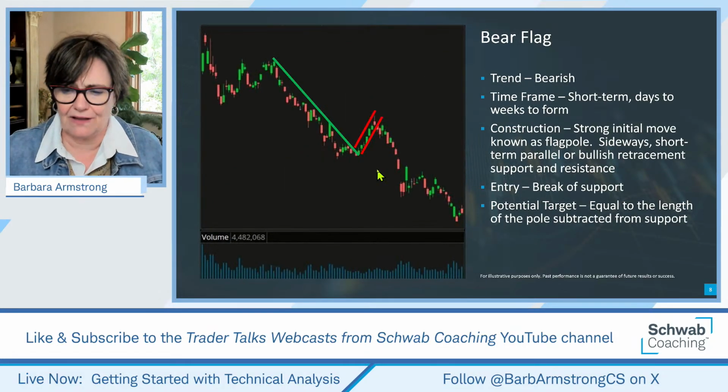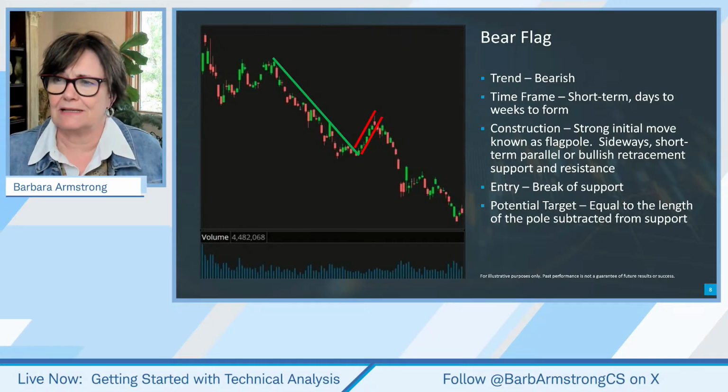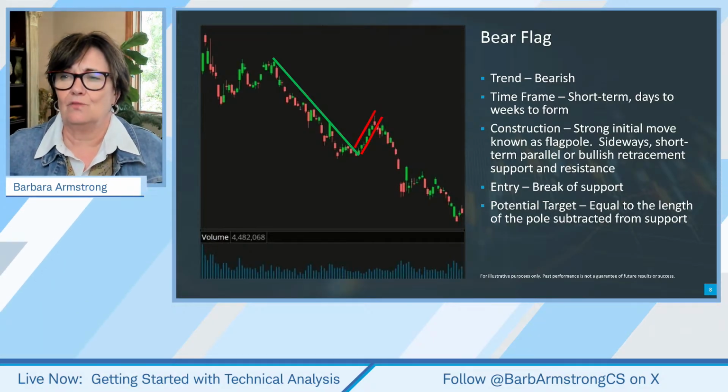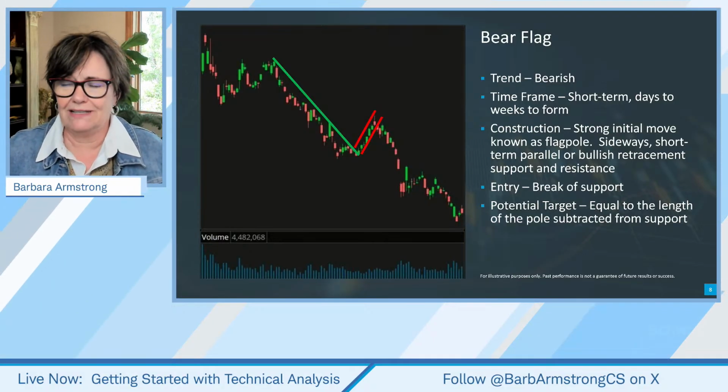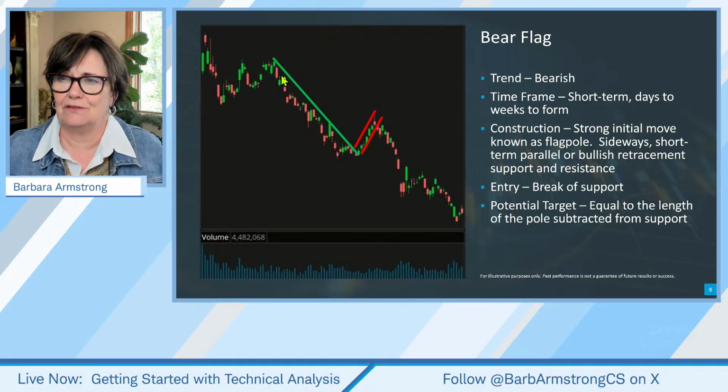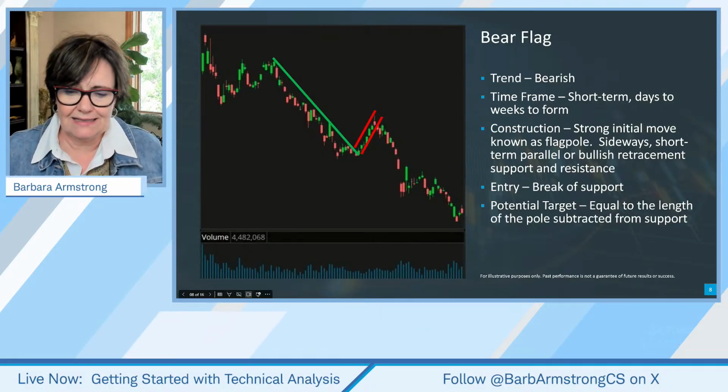Okay, now the bear flag is the opposite, in that we still have a flagpole and we still have a flag, as you can see here, but this is a downtrending pattern.